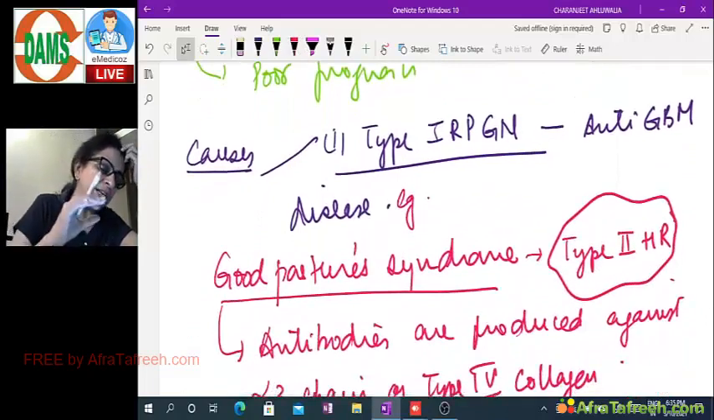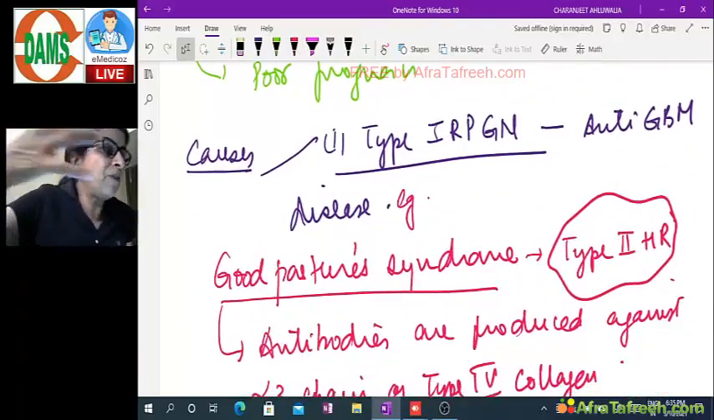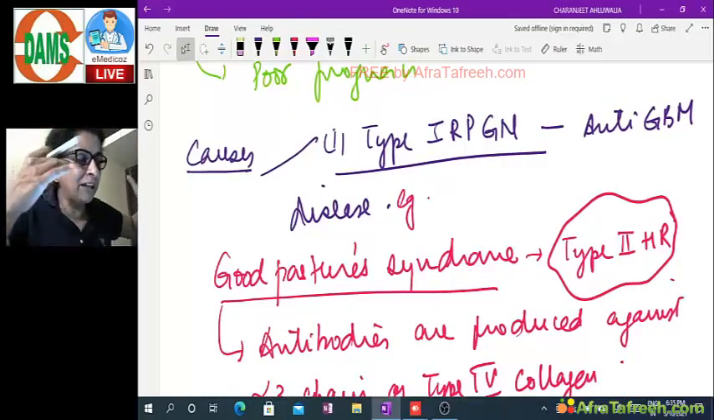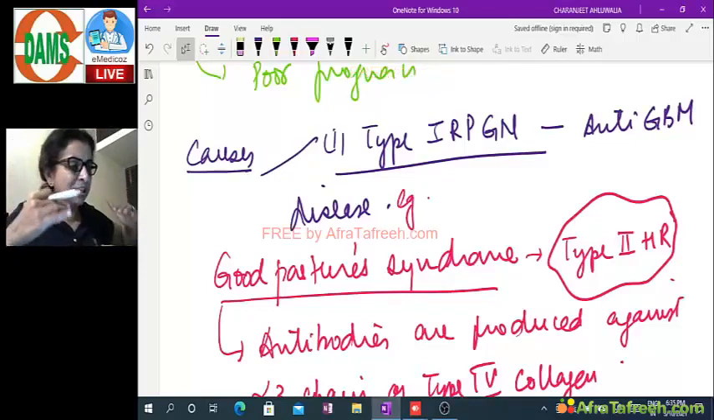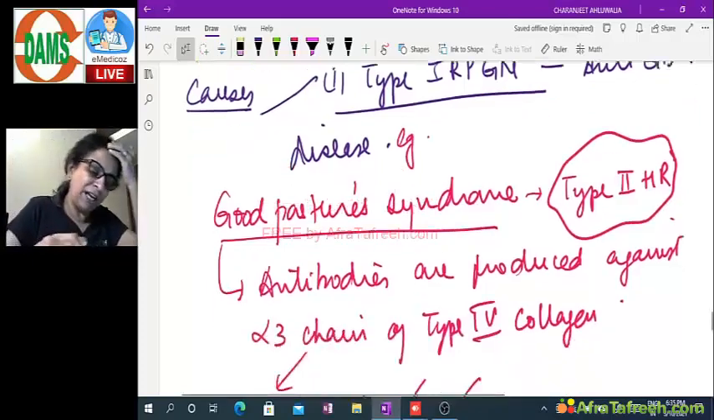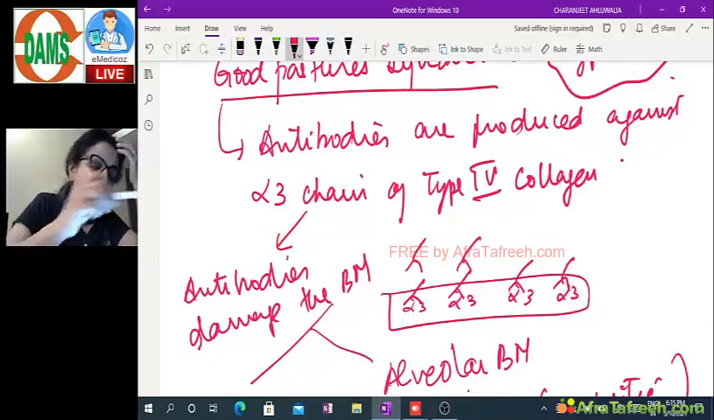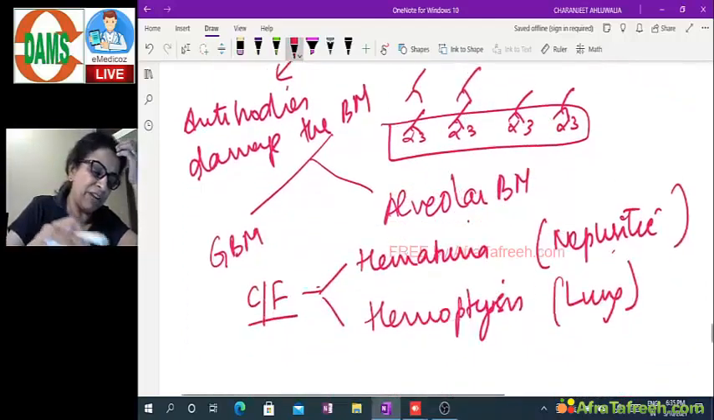Causes of RPGN: a number of glomerulonephritis can lead to RPGN. Causes of RPGN can be categorized into three categories: type 1 RPGN, type 2 RPGN and type 3. Type 1 RPGN is anti-GBM disease. This is seen in patients with Goodpasture syndrome. Goodpasture syndrome is a type 2 hypersensitivity reaction where antibodies are produced against the alpha-3 chain of type 4 collagen.